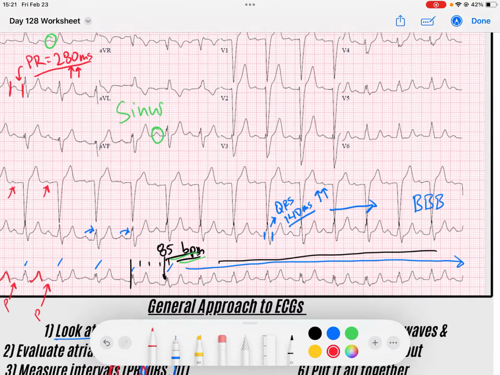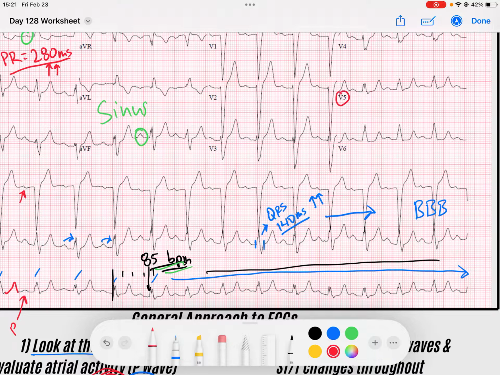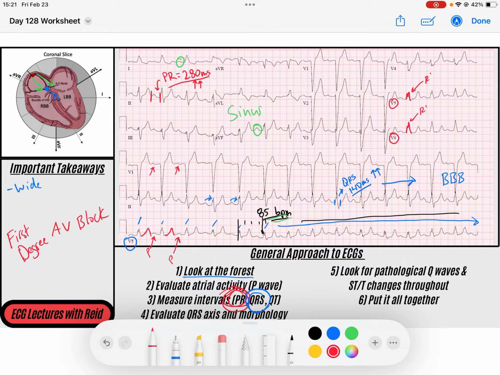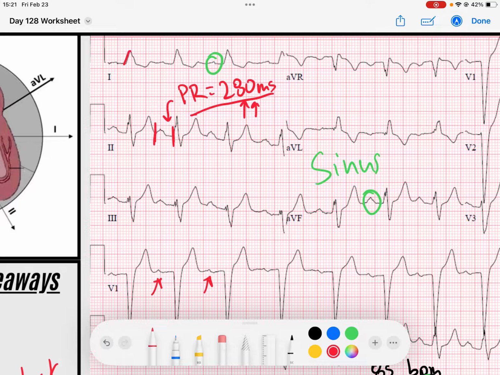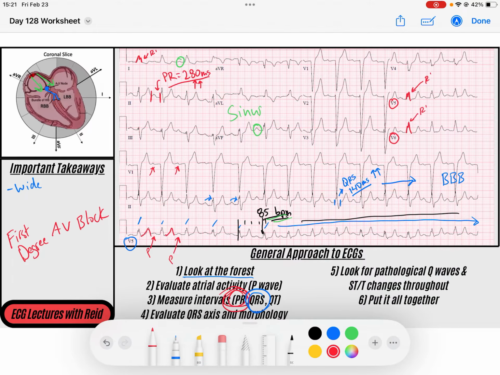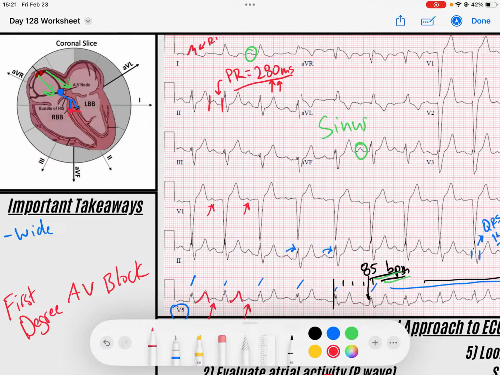when I look in the lateral leads V5 and V6, you see I've got this R prime, right? And that's an R prime, that second upward deflection. And when you have those in the lateral leads, you can even see it here in lead 1, which is one of our other lateral leads, a little R prime. That tells me that there are late forces heading towards my lateral leads. Well, that happens in the setting when the left bundle branch is blocked.